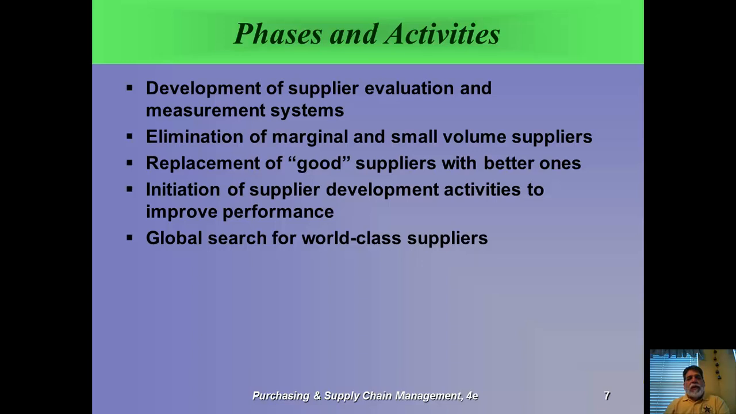And then you may even start working at replacement of good suppliers with better suppliers. And then you start working on supplier development activities to improve performance even better. The final bullet, and this may be unreachable at the very get-go for a lot of companies, is a global search for world-class suppliers. This may be something that happens a few years later. But anyway, it is part of the activities or phases to do in this process.